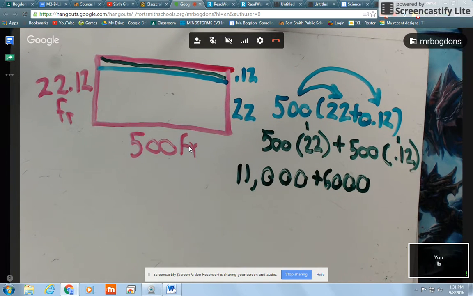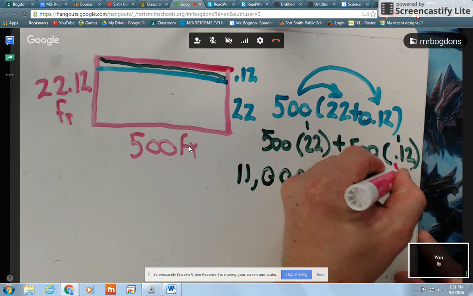So remember what I said. What do I do whenever I'm multiplying with decimals? I'm going to pretend that they're not there. Ray, move your desk over here next to me.